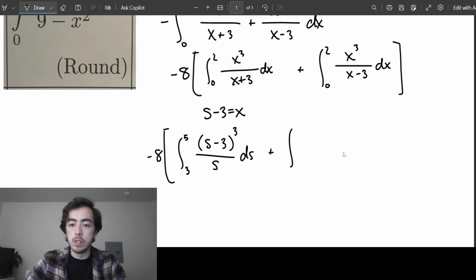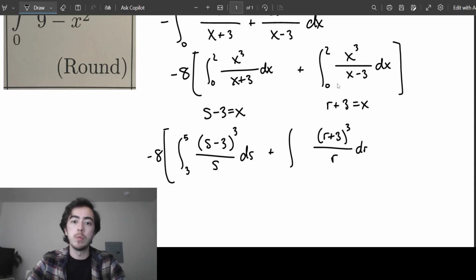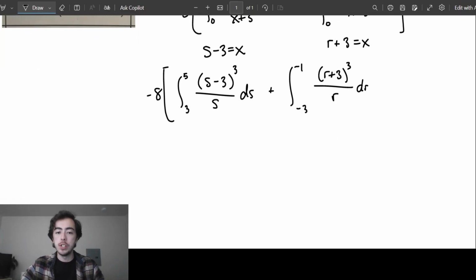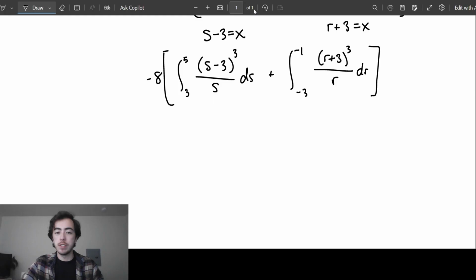So for my other integral, let's name it r plus 3 equals x. So I'll get an r on the bottom and r plus 3 cubed in the numerator. And then my bounds, well, if this one I added 3, for this one I should probably subtract 3. So we'll go -3 to -1. Well, I think we should just expand those numerators and then run through that fundamental theorem of calculus where we take the antiderivative of our integrands, plug in the upper bound, plug in the lower bound and then subtract those two values. We'll have to do that for each integral.